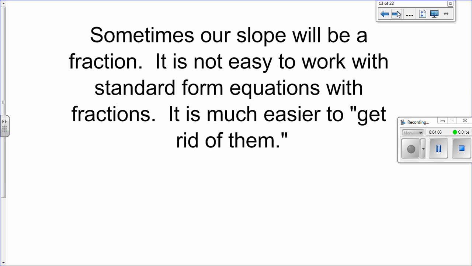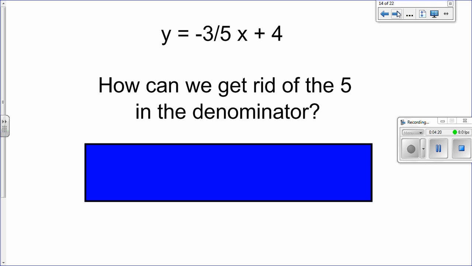Sometimes our slope will be a fraction, and it's not always easy to work with them in standard form equations. So what we kind of have to do is get rid of them. And I know you guys love fraction work, so I'm going to try to make this painless. Here's an equation, y equals negative 3/5 x plus 4. How can we get rid of the 5 in the denominator? Or for that fact, how can we get rid of any number that's in the denominator?